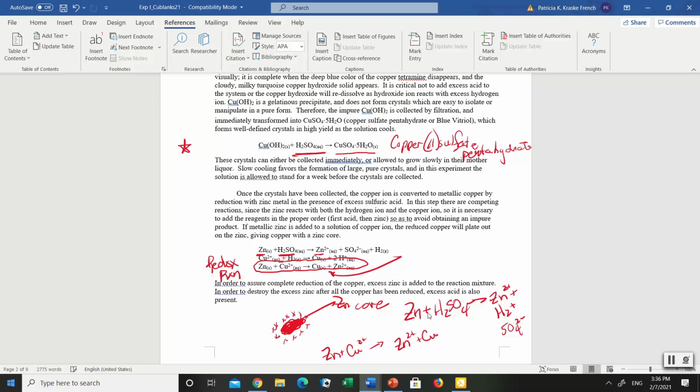So why both of these? It's called a competing reaction. That zinc, which is not immediately reacting with the copper 2+, is immediately reacting with the sulfuric acid. This allows any extra zinc to be competed for by the sulfuric acid and the copper 2+. The sulfuric acid nabs whatever zinc isn't busy playing with copper 2+ and oxidizes it so that it's not around to form that zinc core.